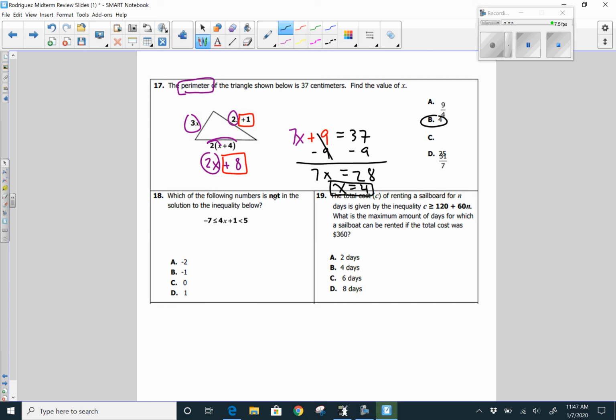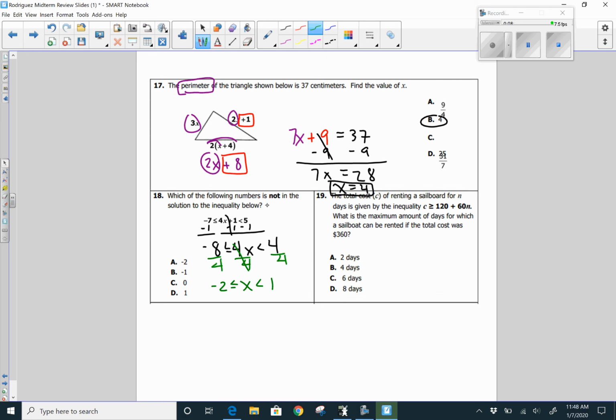Which of the following numbers is not... So we want to try to get this x by itself. We subtract 1 from everything. So -7 minus 1 is -8. The less than or equal sign comes down. 4x comes down. The positive 1, -1 cancels out. The less than comes down. 5 minus 1 is 4. Is this x by itself yet? No, Miss Marquise. So we want to divide both sides by 4. We're dividing by a positive number, so do we need to switch anything? No, we do not. -8 divided by 4 is -2. Less than or equal to, these 4s cancel out. We're left with x. 4 divided by 4 is 1.